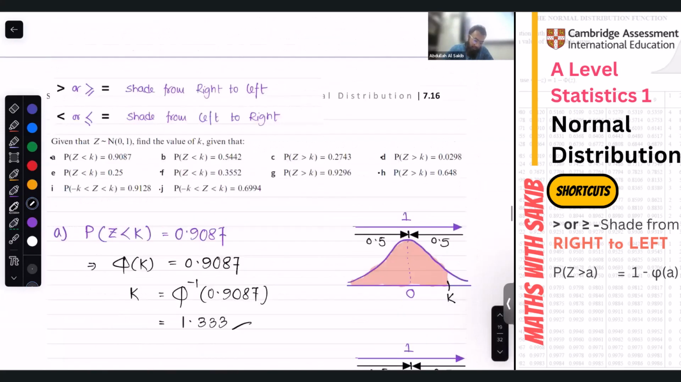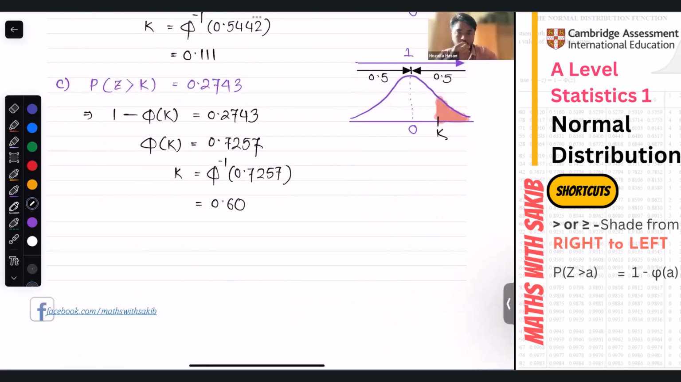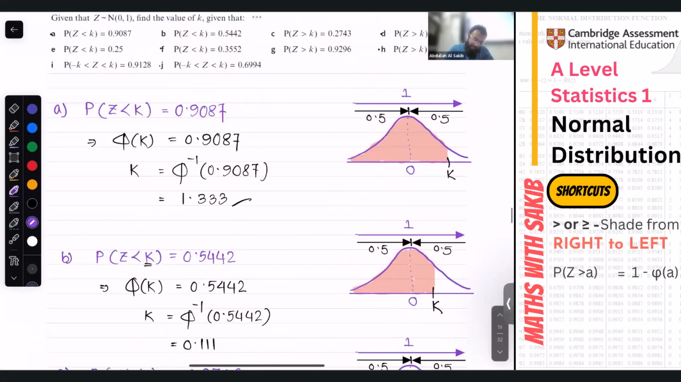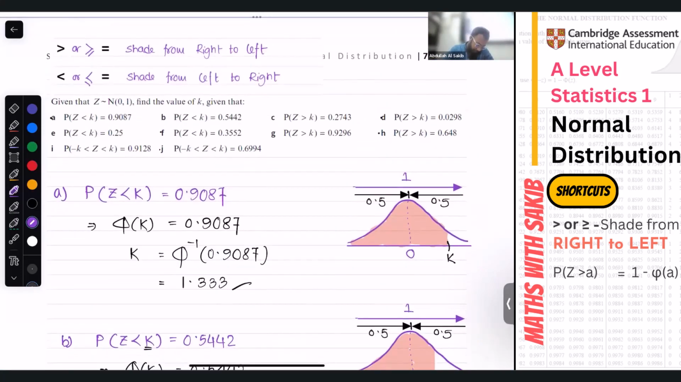Tasnya, do you have any question? Sir, how did you get 0.7257? Can you show it? Just find the value of phi K. Use simple arithmetic. So 1 minus 0.2743, and that's equal to phi K. Is it okay, Hudhaifa? Okay, done. Next, number C done. Let's do number D.